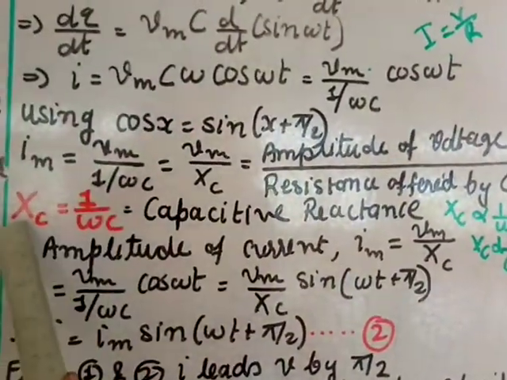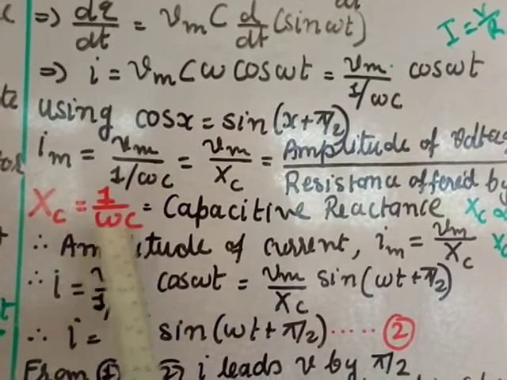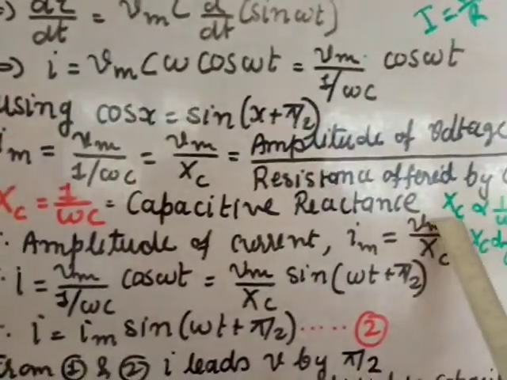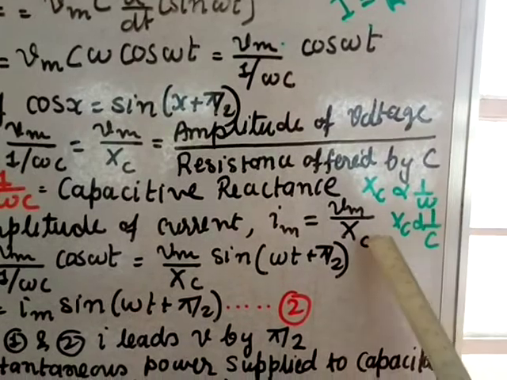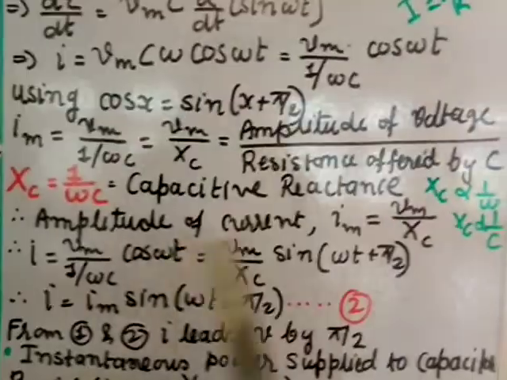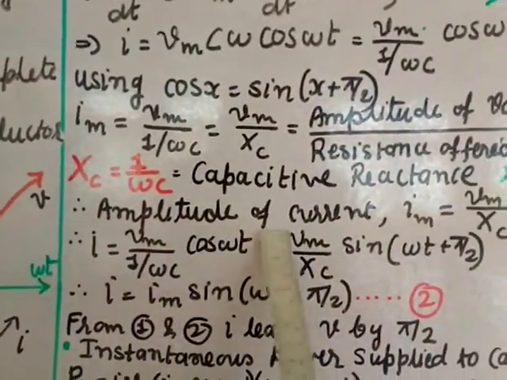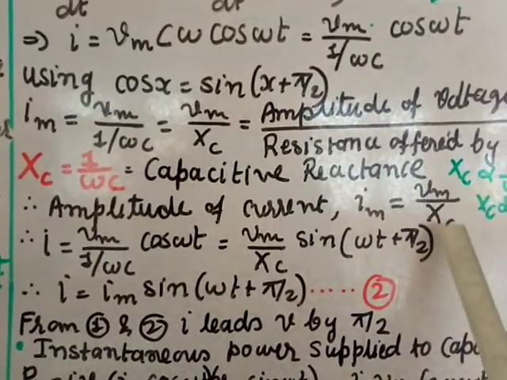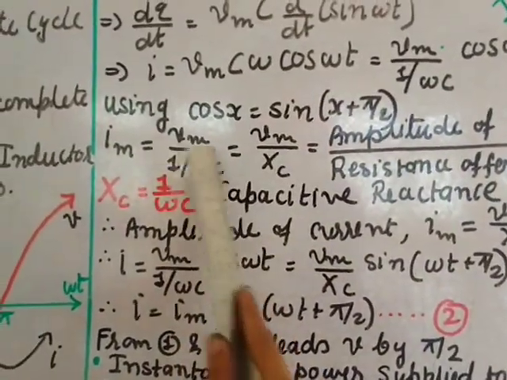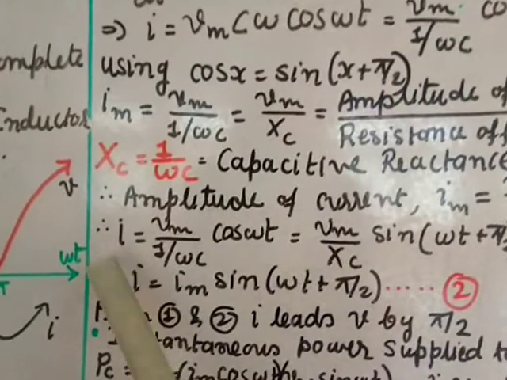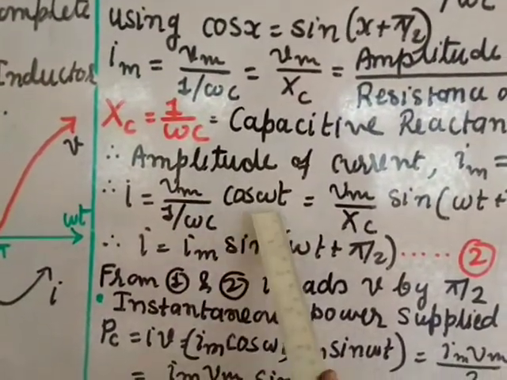Here we can see that Xc is inversely proportional to omega and inversely proportional to C. I have written here Xc is proportional to 1 by omega, Xc is proportional to 1 by C. Therefore the amplitude of current Im is equal to Vm divided by Xc. I is equal to Vm by 1 by omega c, cos omega t.